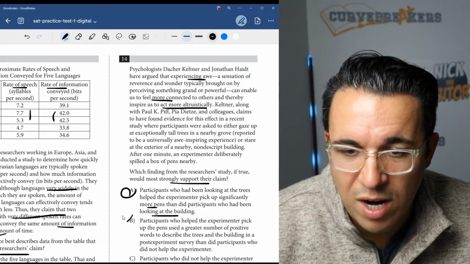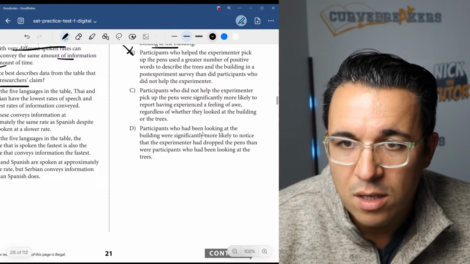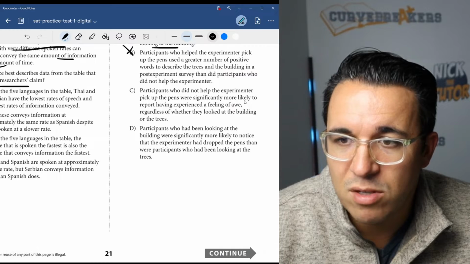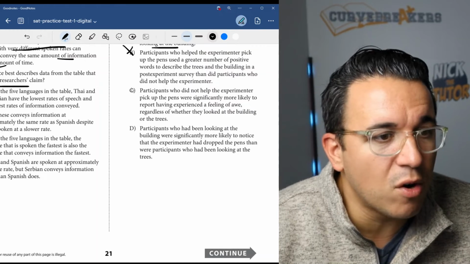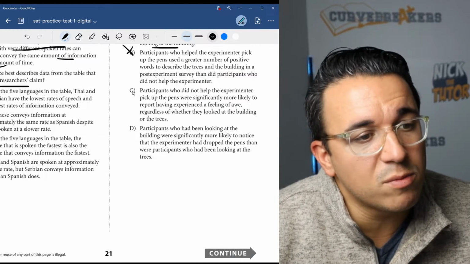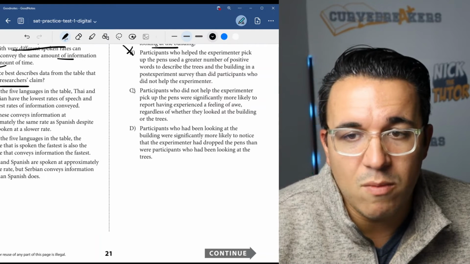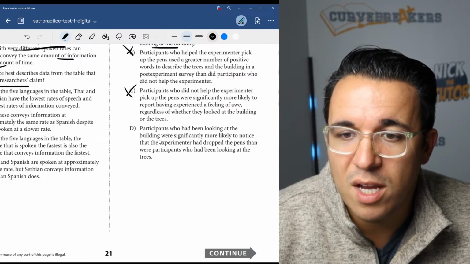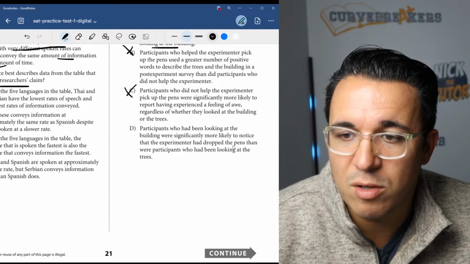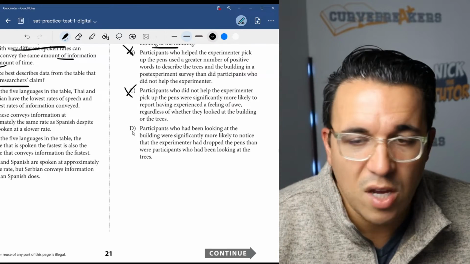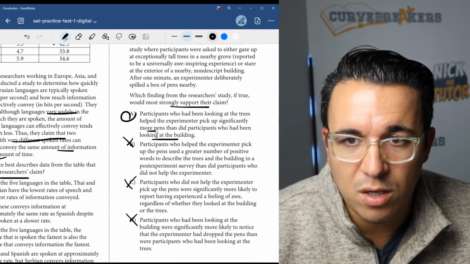Positive words. We weren't tracking the words, right? It was actions. "Participants did not help the experimenter pick up the pens, significantly more likely to report experiencing awe." That's the reverse, right? We said the people who experienced awe were the ones that would be more altruistic. And then, "Participants who had been looking at the building were significantly more likely to notice the experimenter drop the pens." So no, that's once again the opposite of what we're looking for, so we're going to go with choice A.